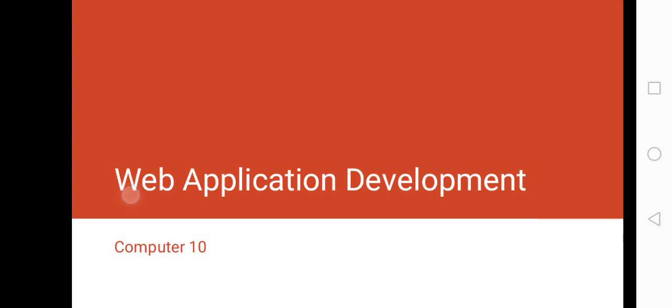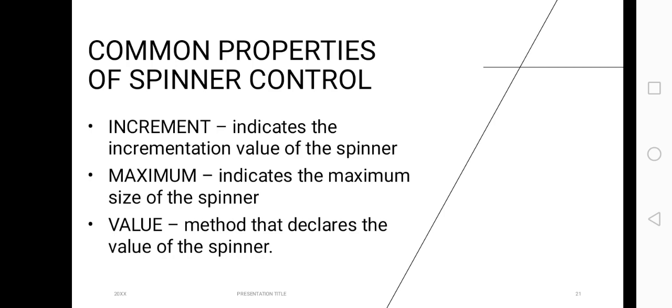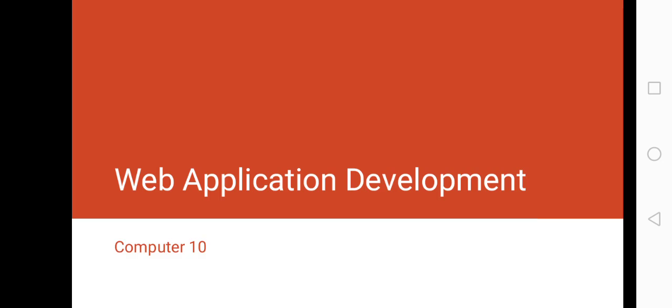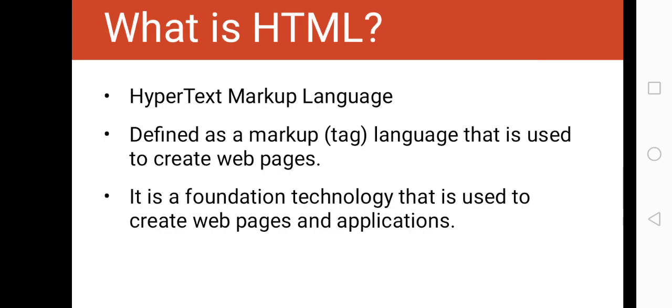Now that we are done in our first topic for today, we will now proceed to the second one and the last one also, which is web application development. The first term that we should be mindful in this lesson is HTML. So what is HTML? HTML is the acronym for Hypertext Markup Language. HTML is defined as a markup or tag language that is used to create web pages.